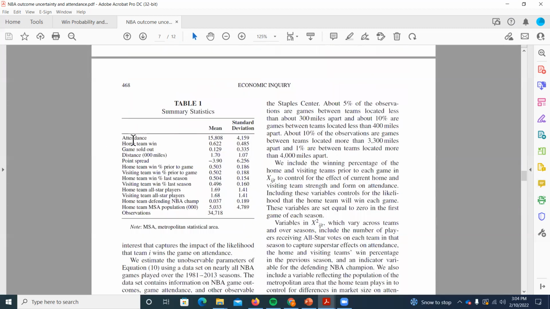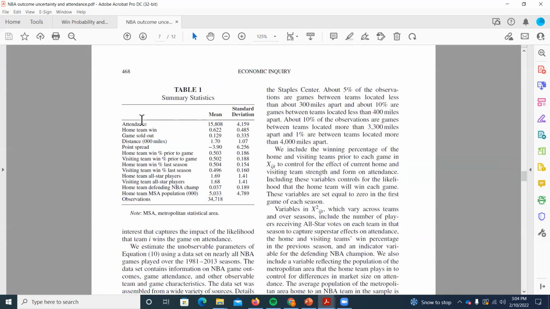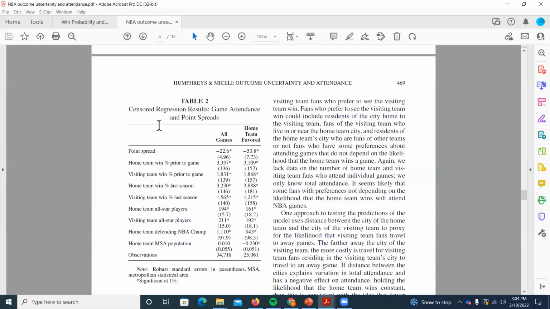So we scroll down. They've got a bunch of other variables. They're also going to build in this idea of distance. So maybe attendance, if a visiting team has to travel further, right? We're not going to see the same attendance measures regardless of what the uncertainty of the game is. So we keep going down, find the next table.